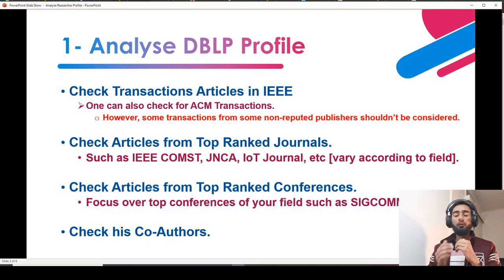For example, you always need to check for the IEEE transaction. You can also go for the ACM transactions, but I would not recommend going for some other local transaction or some journals that name themselves as transaction. Always try to check for IEEE transaction.